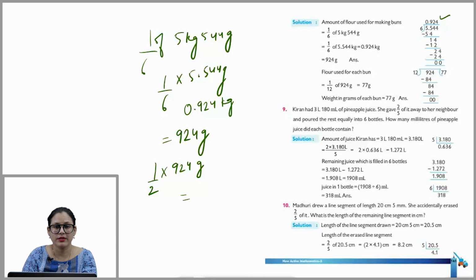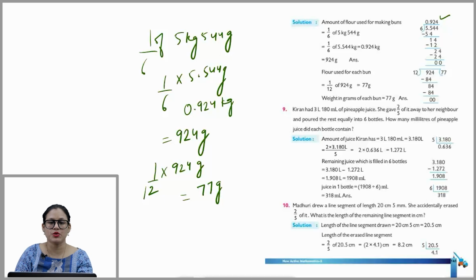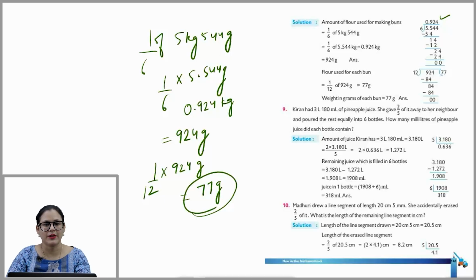Now, flour used for each bun is 1/12 of this, that is 924 gram. And when you will divide, what will you get? This is 12. 77 grams. So weight in grams of each bun is 77 gram. Okay. Similarly, you will do this example 9 and 10 also.